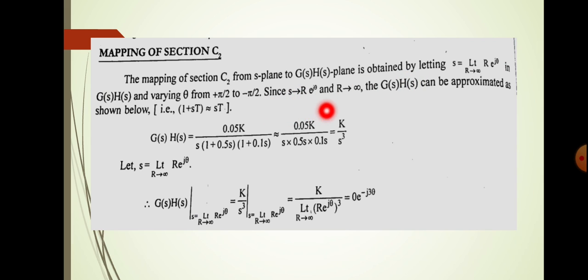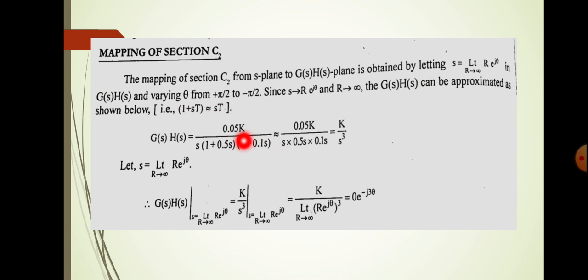You can see that the equations for G(s) and H(s) are like this. When s tends to infinity, 1 plus sT will be approximately equal to sT. So we can write it as 0.05K divided by s into 0.5s into 0.1s. We write this because when s tends to infinity, sT tends to infinity, so 1 plus sT tends to sT. That is given here.